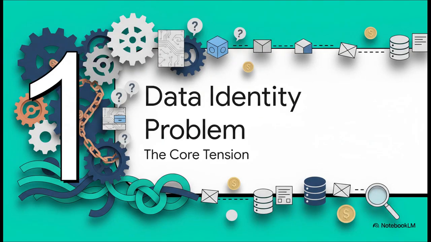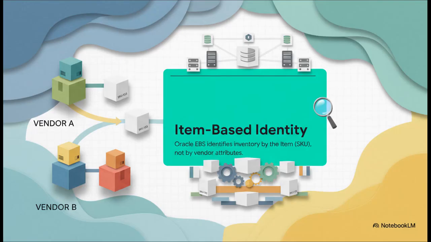Section 1, the data identity problem. Before we can even think about fixing something, we've got to understand why it's broken, right? So why is this such a specific challenge inside Oracle? Well, it all boils down to how Oracle thinks about inventory at its very core. And this right here is the heart of it. Think of Oracle's inventory module like this. It identifies a product by its item number, its SKU, and that's pretty much it. It doesn't natively care if you bought SKU 123 from vendor A in Texas or vendor B in Taiwan. To the system, they are the exact same thing. So if we want to get smarter and track that vendor detail, we have to build our own solution right on top of this foundation.